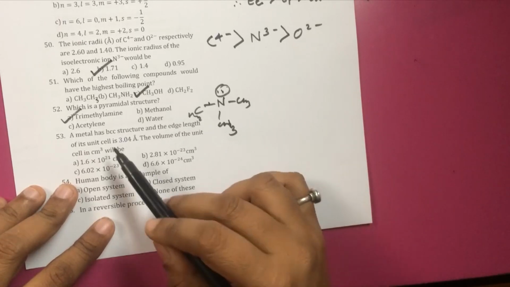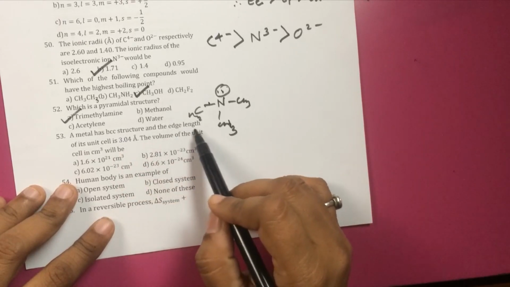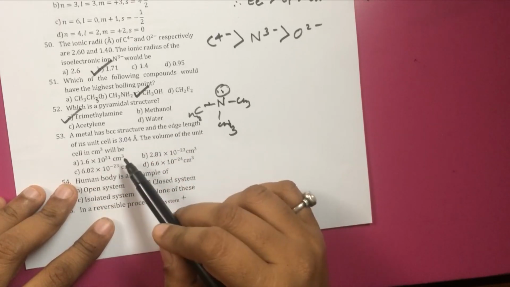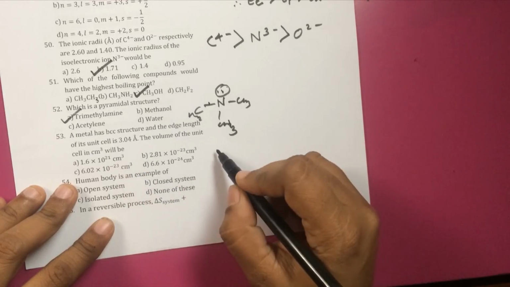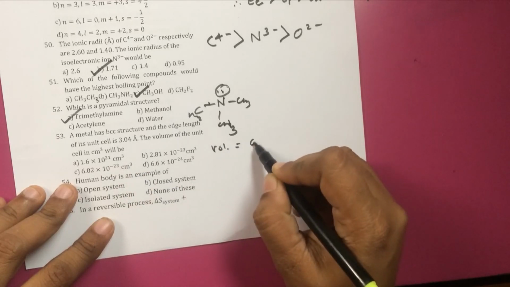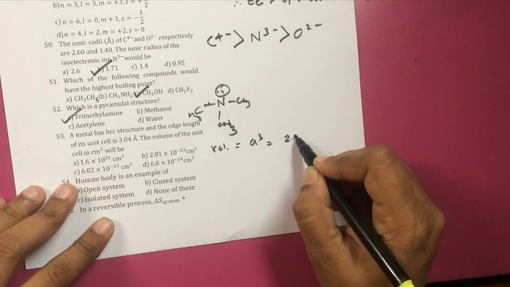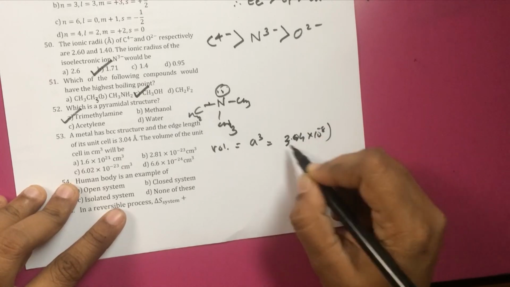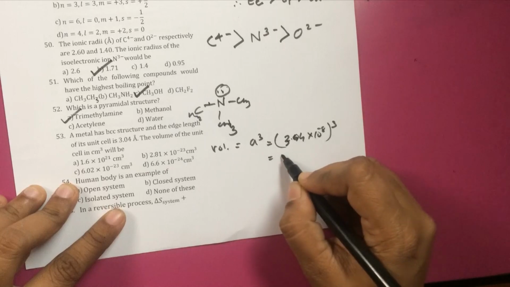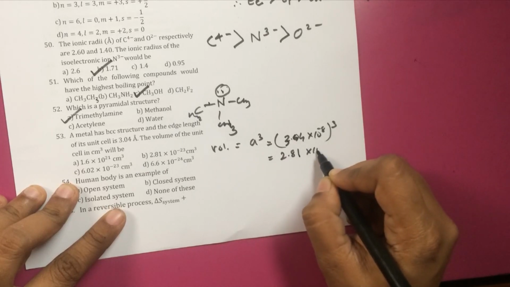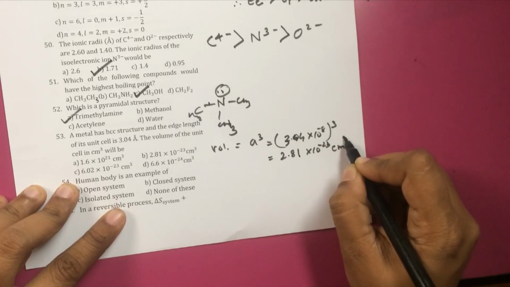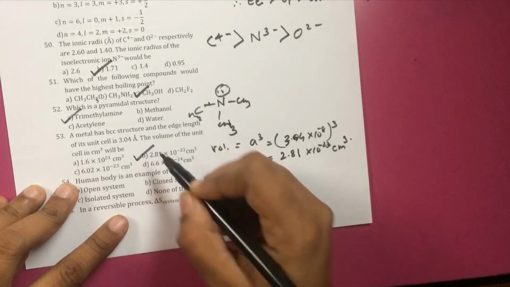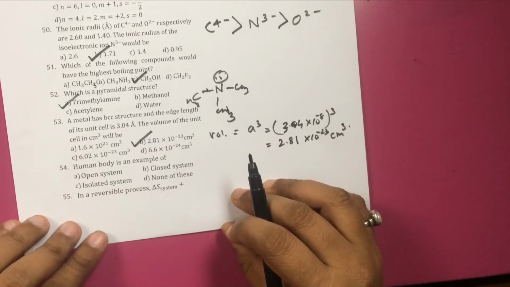Question number 53. A metal has a BCC structure. Edge length is given. The volume of the unit cell is being asked. Volume of the unit cell is nothing but a cube. So that is equal to 3.04 into 10 raised to minus 8, cubed. So that comes out to be 2.81 into 10 raised to minus 23 centimeter cube. Therefore option B.